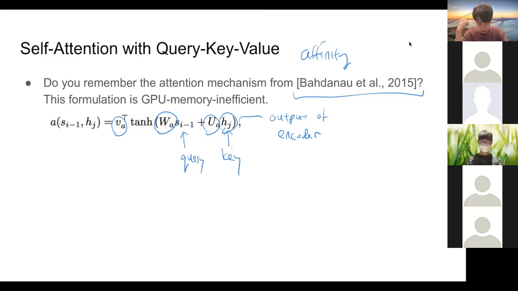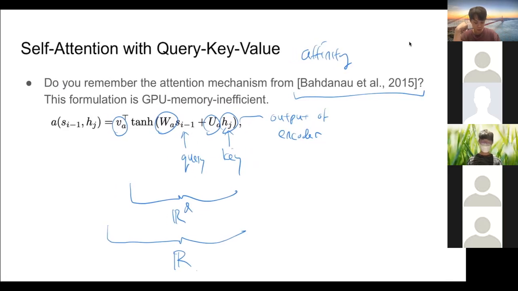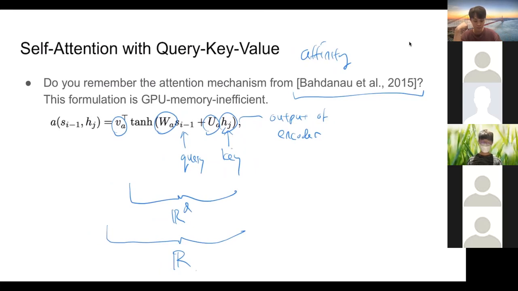Then you do a linear transformation and apply tanh. So this will be some vector, right? And then you dot product this with another weight to get a scalar value. This entire thing is just a scalar, and this is the affinity between S_{i-1} and H_j. And we discussed that this is not efficient because, in order to compute this in parallel, you have to create a very large matrix. I think it's worth mentioning again that S_{i-1} and H_j are both just d-dimensional vectors.